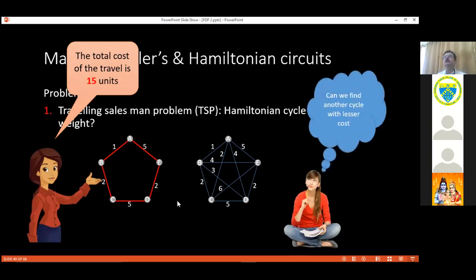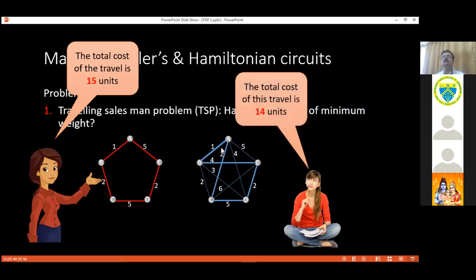But can you find another cycle whose cost is lesser than this? Some other way, not by any of these methods. Now let us see from A to B. I will not choose the nearest neighbor. I'll go some other way here to E. Afterwards, E to here, then I'll go here, then here. Then I'll see the total cost. It is 1 plus 4 plus 2 plus 5 plus 2, which is 14, less than that.